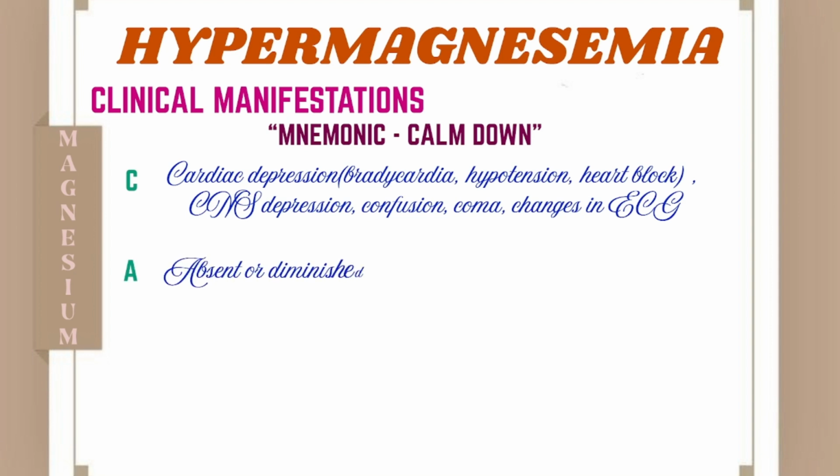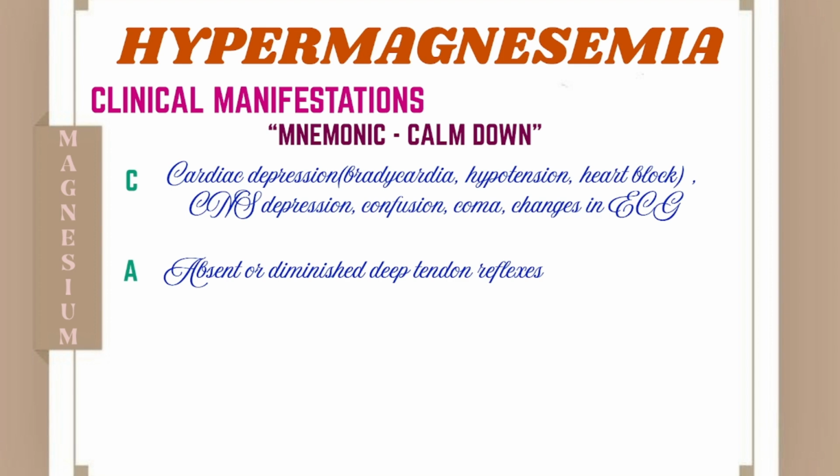A stands for absent or diminished deep tendon reflexes. These are depressed because excessive magnesium will depress the neuromuscular transmission, due to which there is loss of deep tendon reflexes.